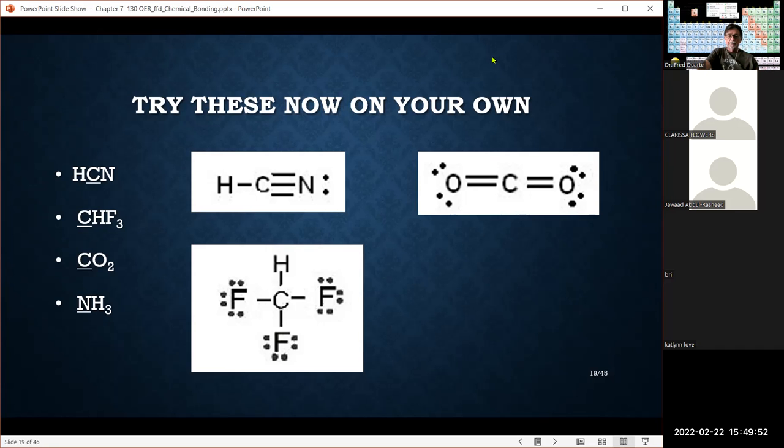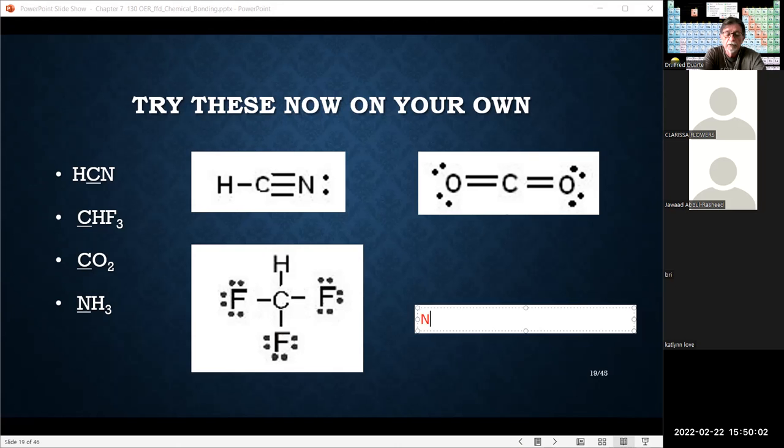All right, and finally, the last one here, which would be nitrogen. Okay, here's nitrogen. Nitrogen is in group 5, so it brings 5 valence electrons. Hydrogen, we all know, group 1. Okay, but there are 3 of them, so 3 times 1, obviously.